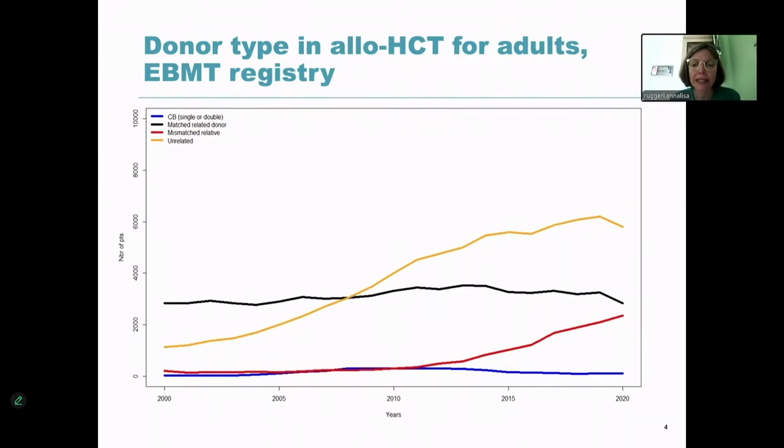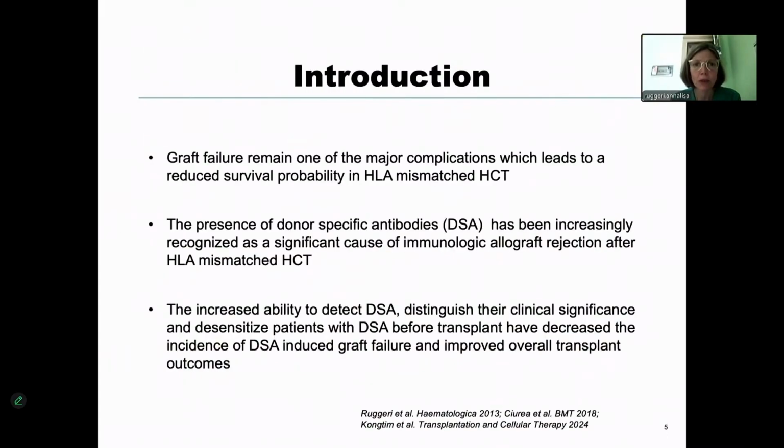Of course, in the setting of mismatched transplant, some of the main complications, such as the risk of graft failure, can increase, and it is important to proceed with a careful workup to reduce the risk. Graft failure is one of the major complications, also associated with reduced survival probability.